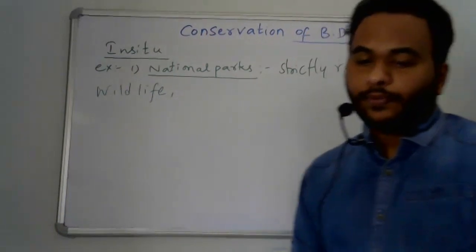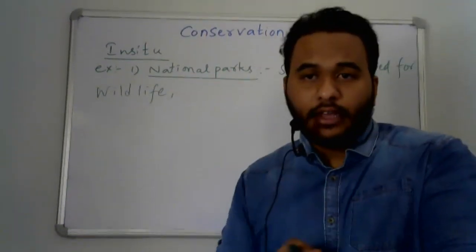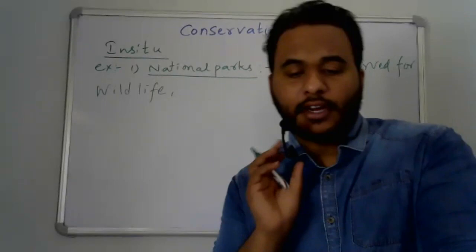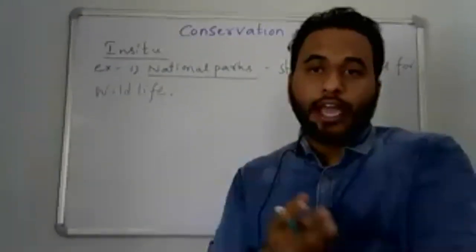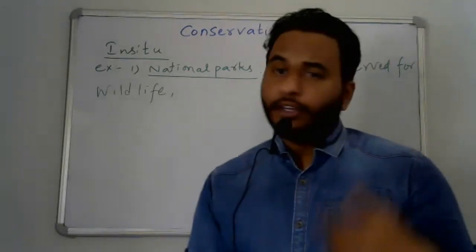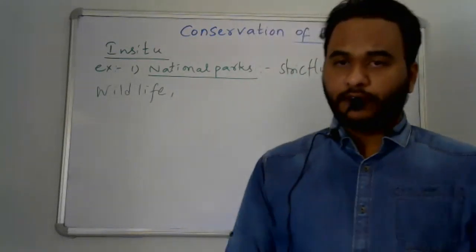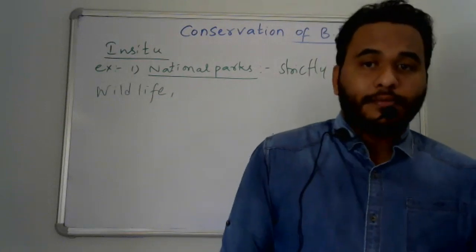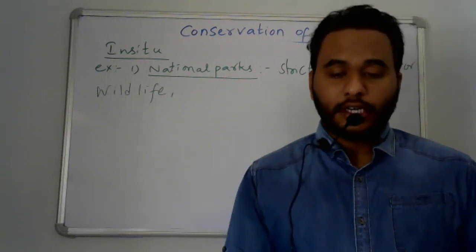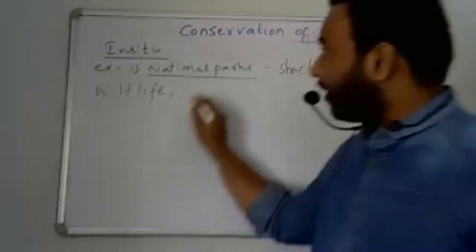Now, coming to these national parks. In national parks, any kind of illegal activities are not at all allowed, like grazing, poaching or hunting, like killing the animals. Even private ownership is not allowed. It comes under the particular ministry, the wildlife and forest ministry. We have an example in Bangalore itself, Bannerghatta National Park, and other examples like Eravikulam National Park in Kerala.